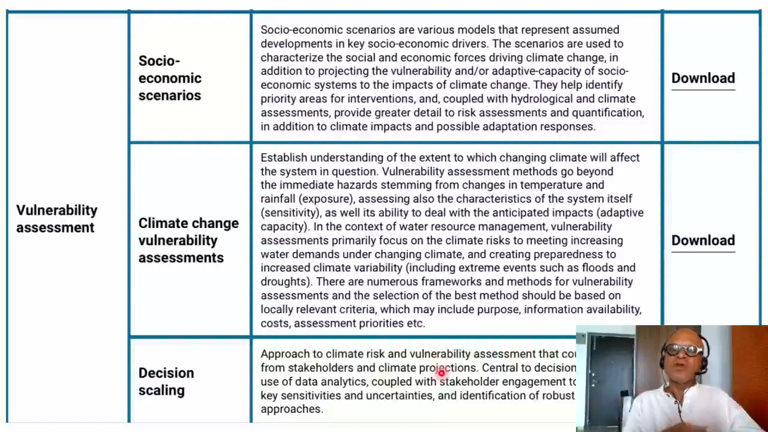Droughts used to grow over time, but now because of the warming, responses in soil moisture, extraction of groundwater, etc., are producing what we call flash droughts, which are obviously the rates at which the droughts get very severe, going from, let's say, meteorological drought to agricultural or ecological or hydrological droughts. Okay. For vulnerability assessment, we have socioeconomic scenarios, climate change vulnerability assessment, and decision scaling.